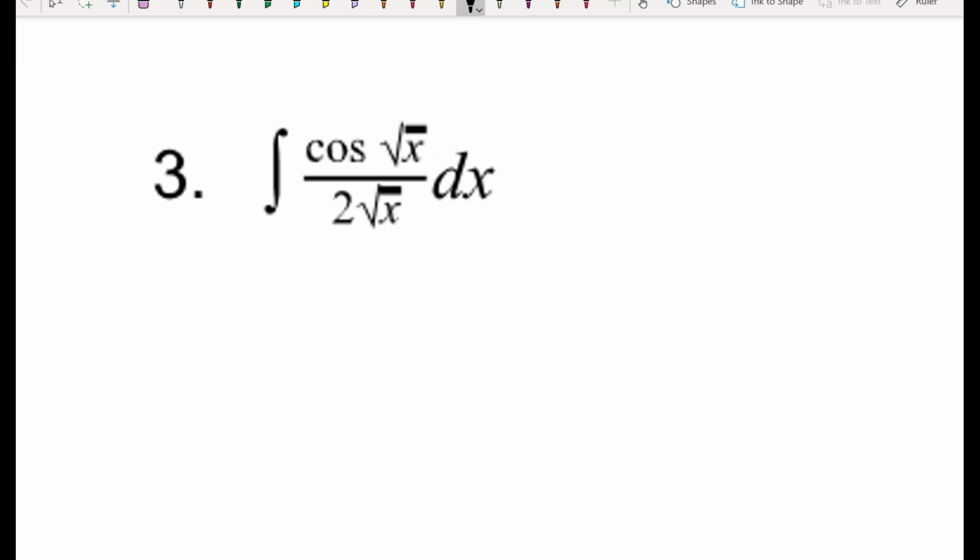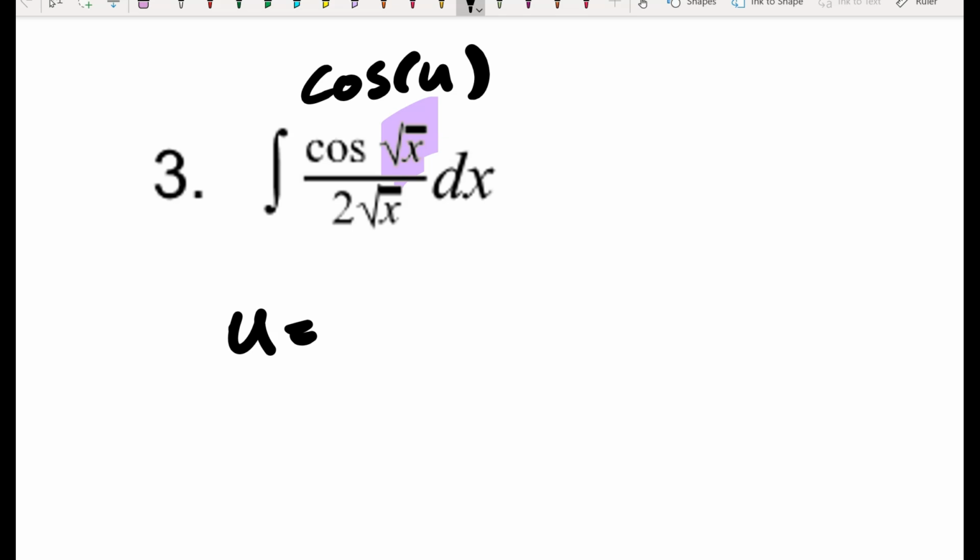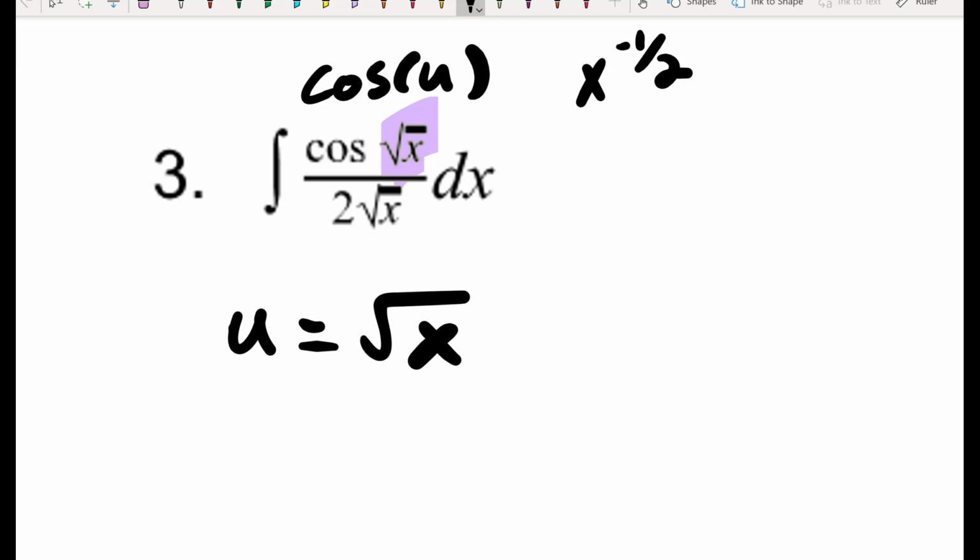For number 3, a little bit more going on here, right? But cosine of radical x looks like it's going to be a little ugly. If I could just make that look like cosine of u, I might be able to work with that a little bit better. So I'm going to let u be equal to radical x. Now notice that's not the same thing as the radical x in the denominator, because that's really more like an x to the negative 1/2 because it's in the denominator. So it's not like I'm replacing u in two different spots here.